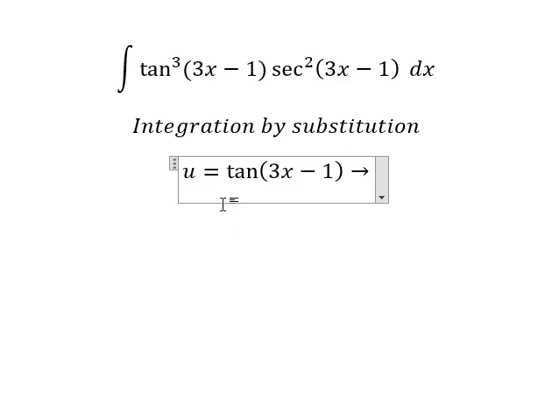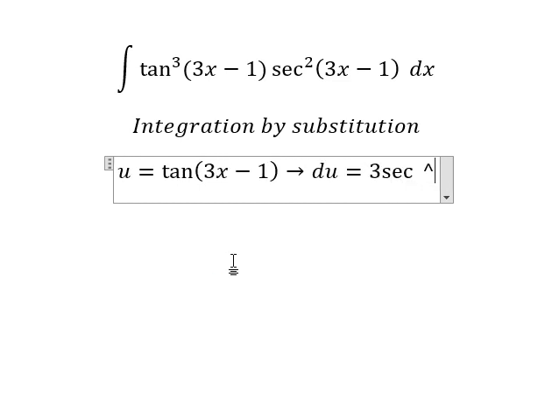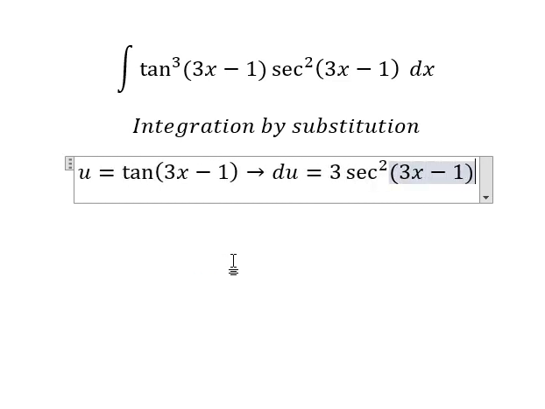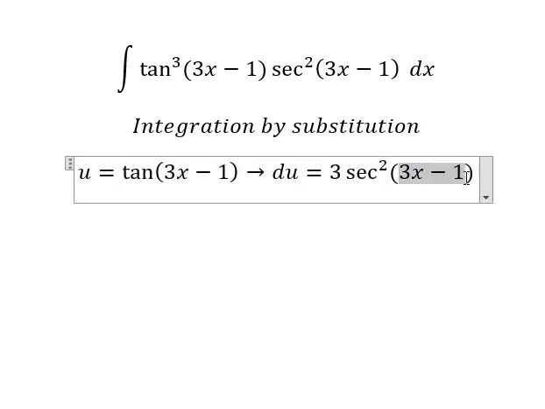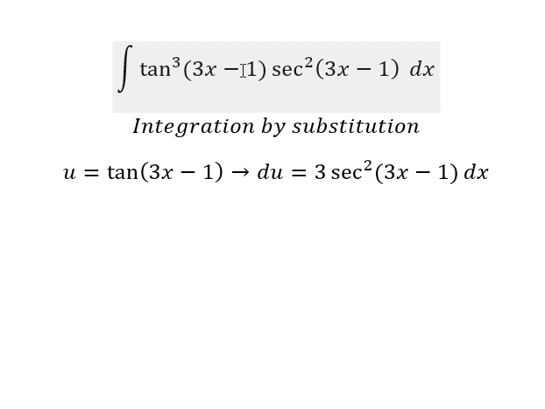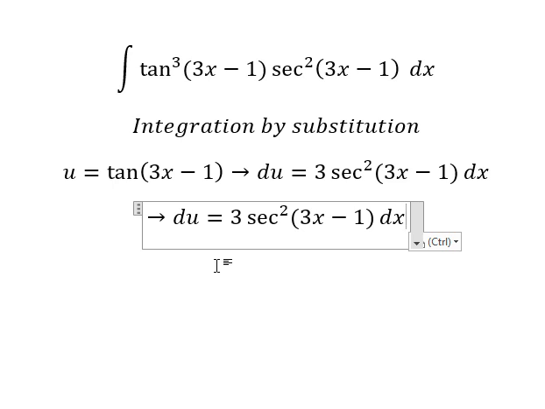Later we need to do first the derivative for both sides, and we have 3 secant squared of 3x minus 1, because the 3 is from the first derivative of 3x minus 1. That's why we have 3. Because we don't have 3 in here, we need to divide both sides by 3.